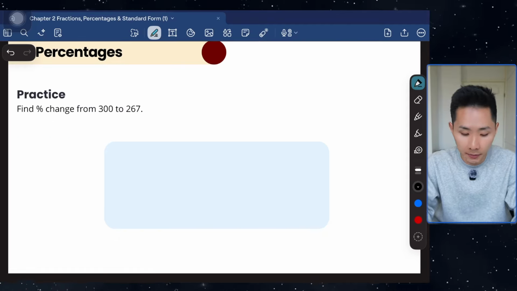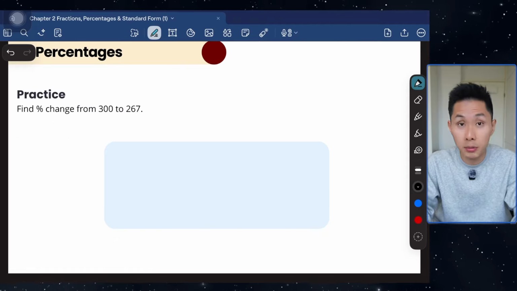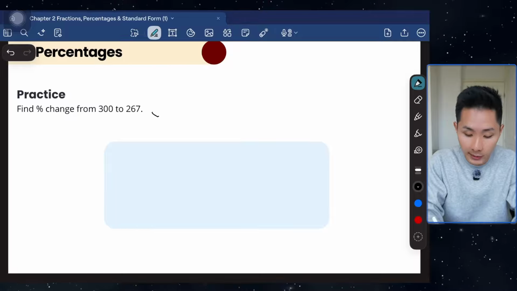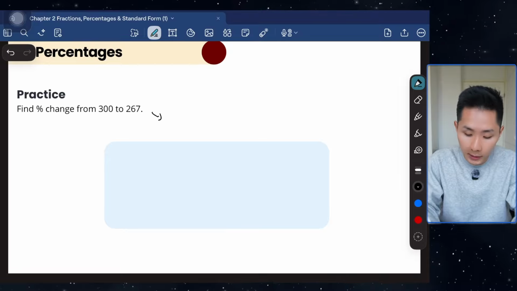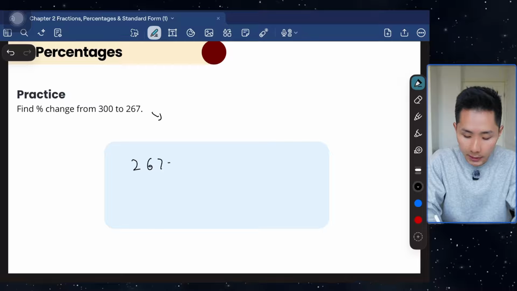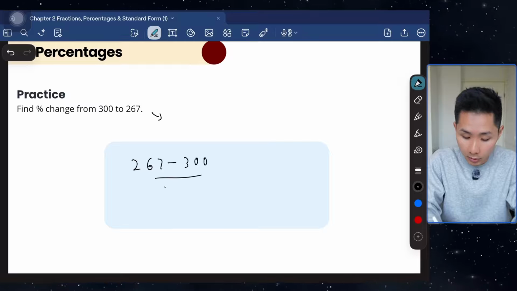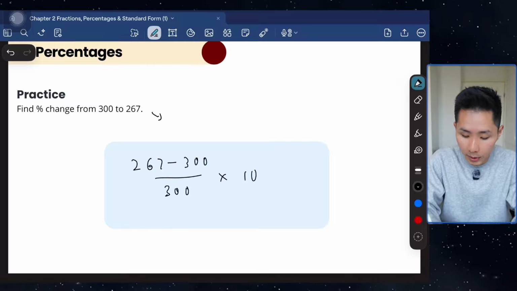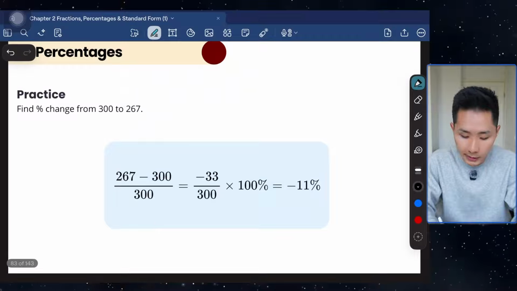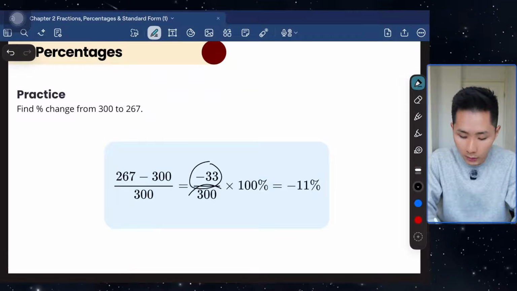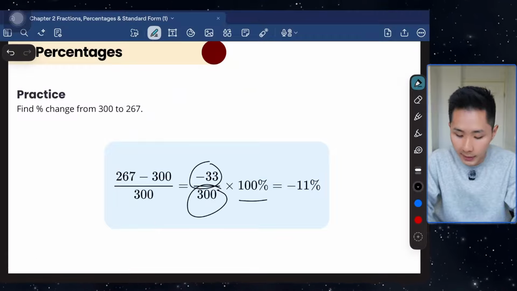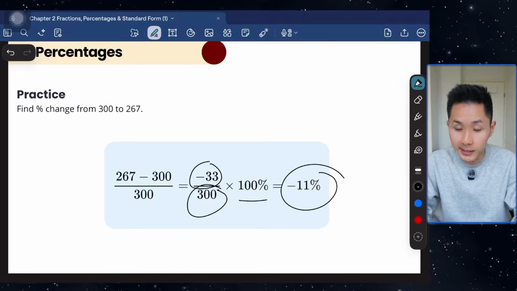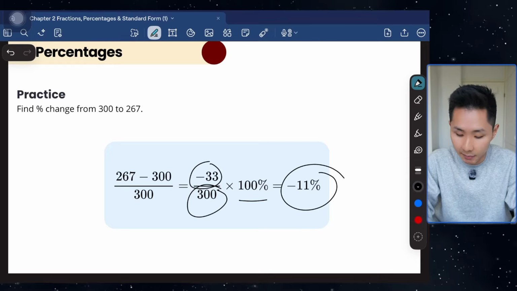Alright, practice time. 5% change from 300 to 267. There is a decrease here. So the final value is 267 minus 300 divided by the original 300 multiplied by 100%. And if you were to compute this, you will get negative 33 over 300 times 100%, and that will give you minus 11%. So that's the amount decreased here.